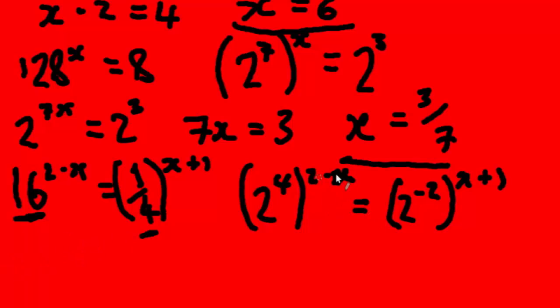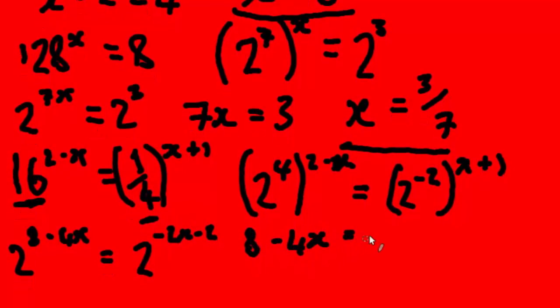We need to recognise that this needs to really sit in a pair of brackets when I multiply it by the 4. So I'm going to have 2 to the power of 8 minus 4x equals, likewise for the x plus 1, 2 to the power of minus 2x minus 2. And at that point I can say 8 minus 4x equals minus 2x minus 2, and I'm certain you can see from that that x equals 5. Let me just check that. 2x equals 10, yeah, x equals 5. Like I say, you can always check at the end.